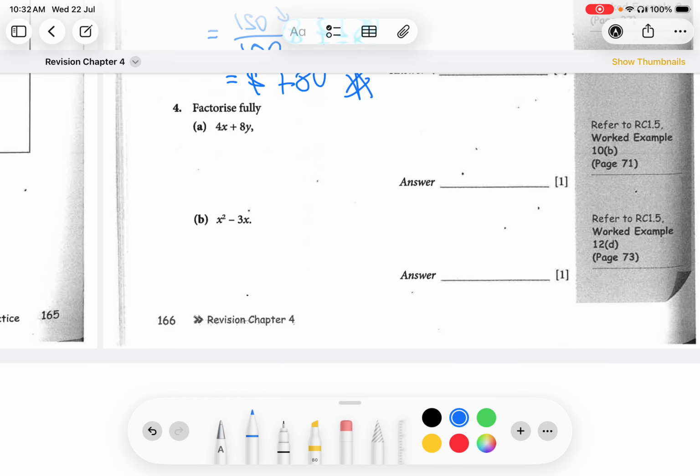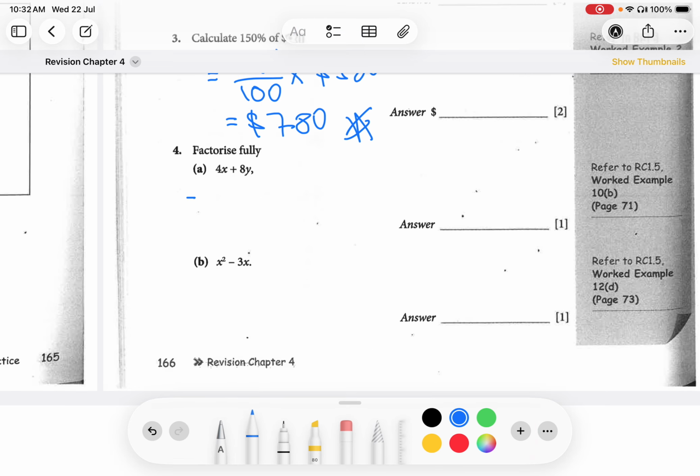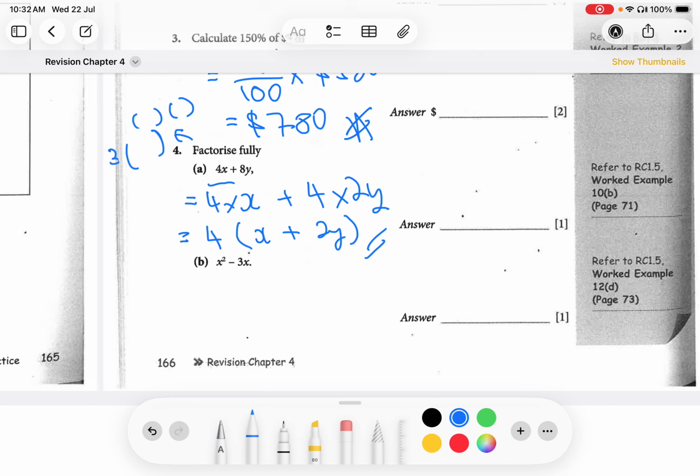Okay, the next one, factorize fully. That means take out common factor. Factorize means the answer is a bracket, something in the bracket, or a number with a bracket. That's what they mean by factorize. So 4x plus 8y: 8 is 4 times 2, correct? The y you just put there. So you see the common number is 4. Then you are left with x plus 2y. That's my answer.